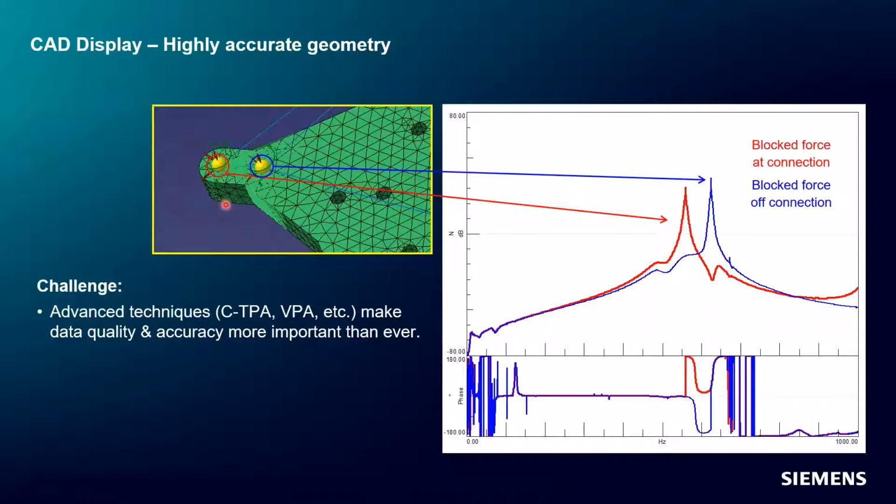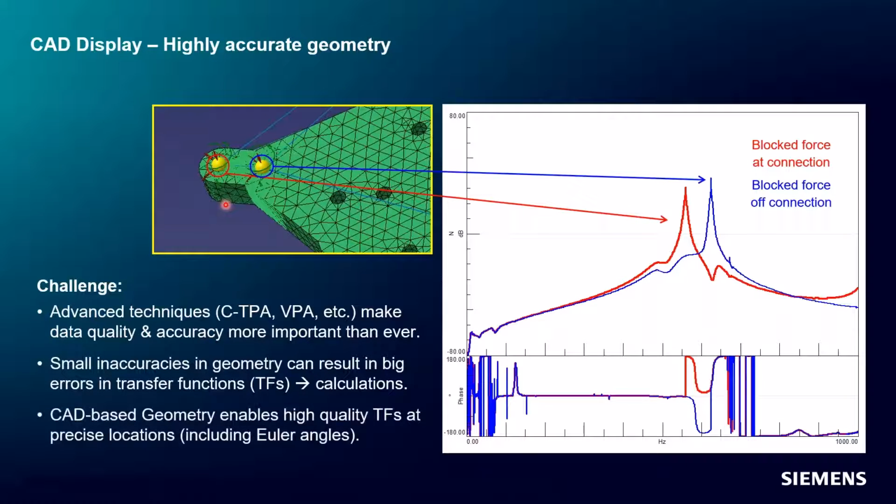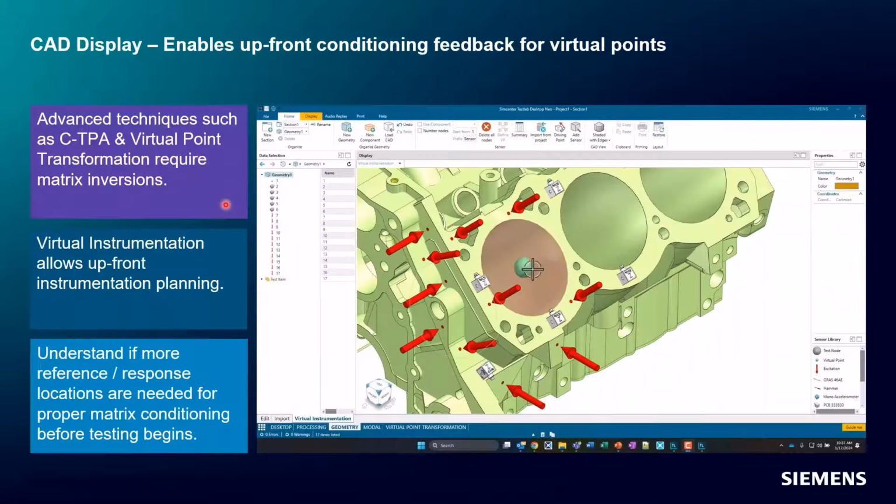So something like a CAD-based geometry is going to enable us to keep that accuracy and thus the fidelity in our downstream calculations, including those Euler angles, which is something that, being from a modal background, I particularly like because I always hated Euler angles.